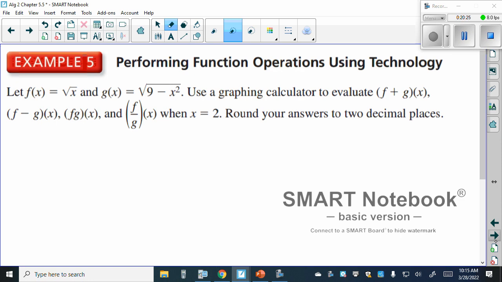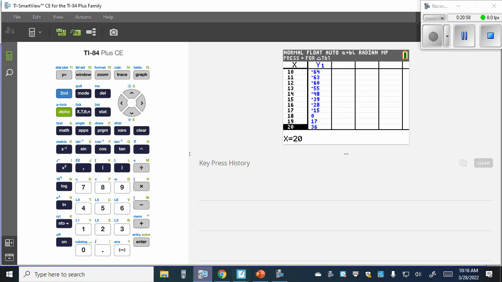So, instead of boring y'all with more of these, what I want to move on to is the last part. So we're skipping 2 and looking at performing function operations using technology. We want to evaluate f plus g of x, f minus g of x, f times g of x, and f divided by g of x when x is equal to 2. We're not finding what the function is in terms of x, we're just solving it when x is 2. So we have the square root of x and the square root of 9 minus x squared.